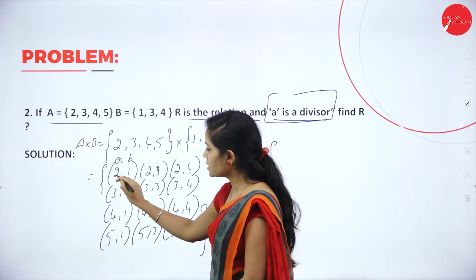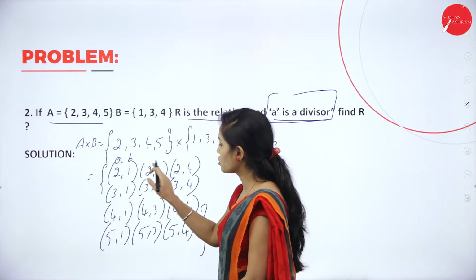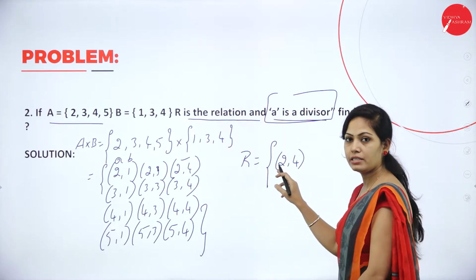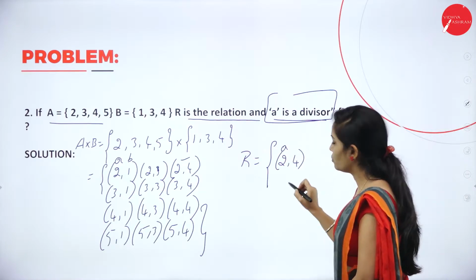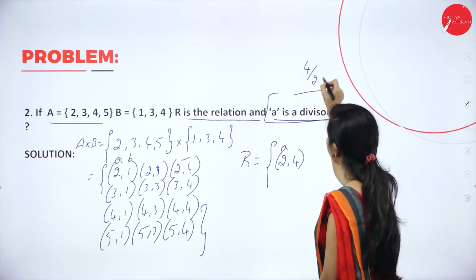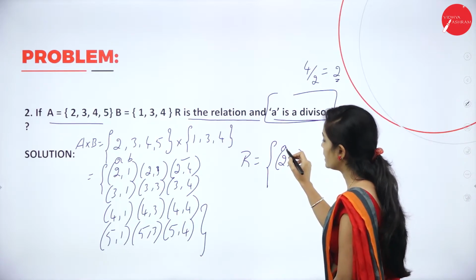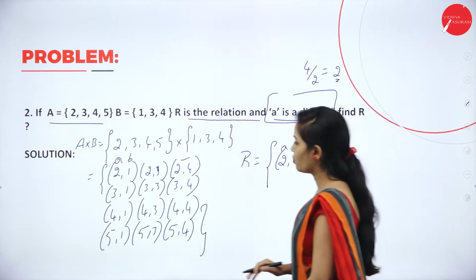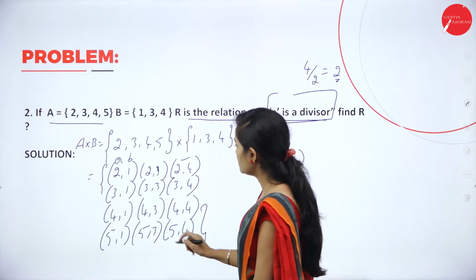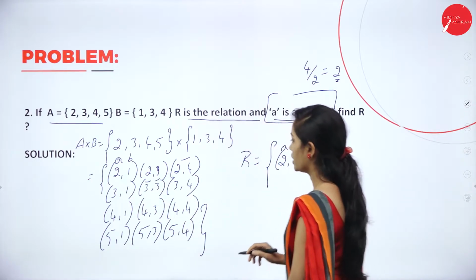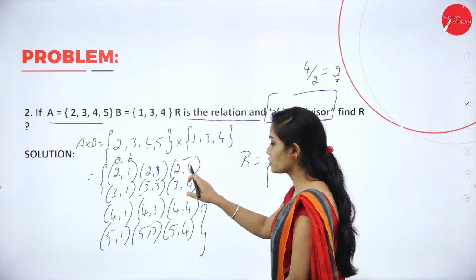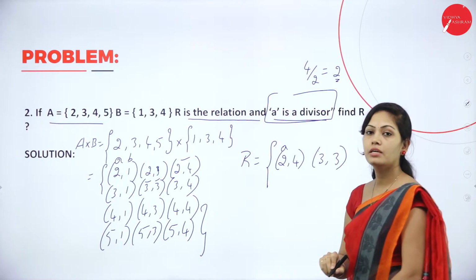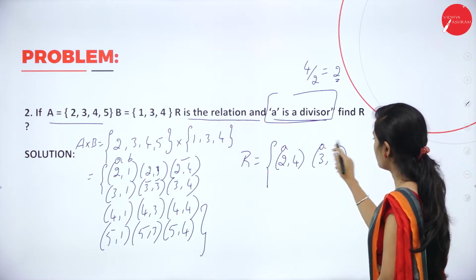So here 2 is not a divisor for 1 and 2 is not a divisor for 3 and 2 is a divisor for 4. So you can divide this 4 by A value, right? 4 divided by 2, you will get 2. So 2 is a divisor of this 4, right? So A is a divisor. This is one relation. And also you can consider (3,3). So 3 is a divisor of 3, but 3 is not a divisor of 4, right? So (3,3). 3 is a divisor of this 3. So A is a divisor of this B.